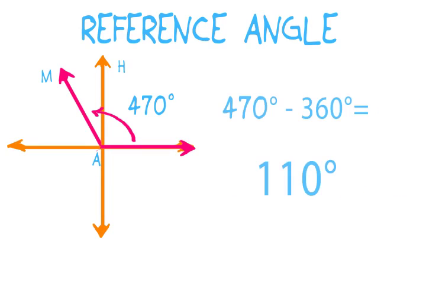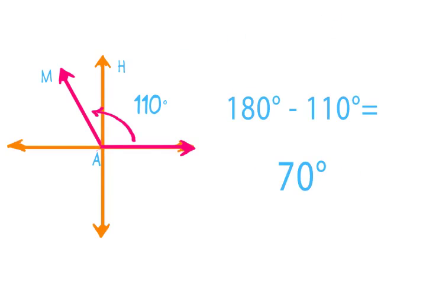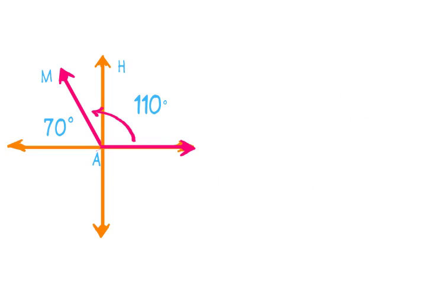To find the reference angle, we first subtract 360 degrees from 470 degrees to reduce it to the basics, which is equivalent to 110 degrees. Then, we apply the reference angle equation for the positive angles, which is 180 degrees minus 110 degrees, equivalent to 70 degrees. Coterminal angles.